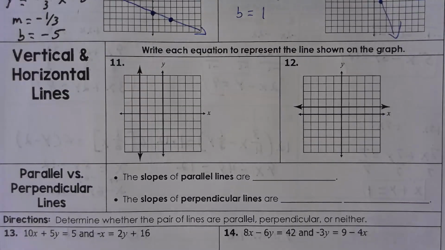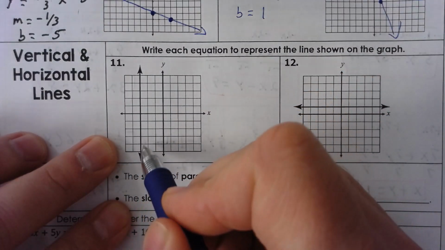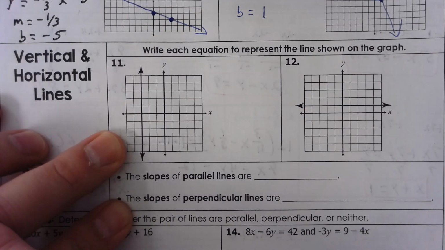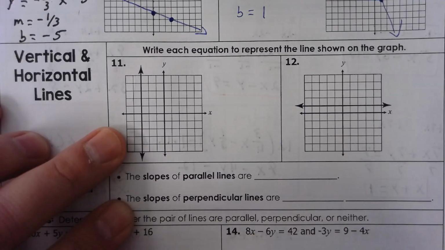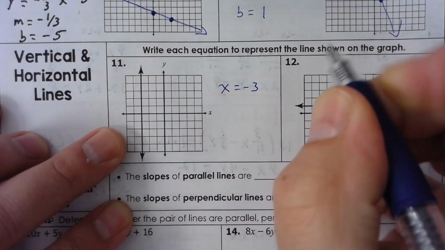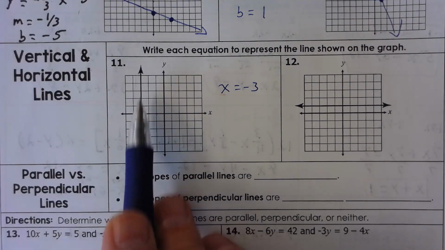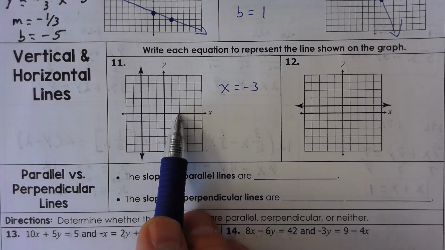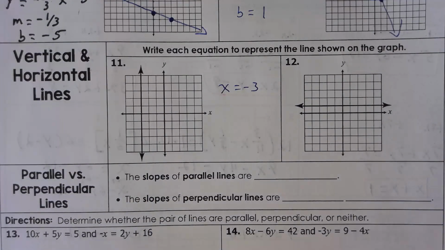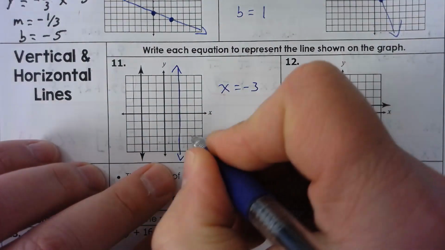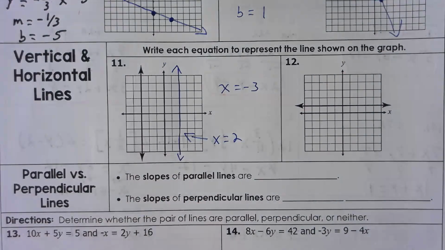Alright, so we're going to write the equations to represent the lines shown. Alright, so this is a vertical line going through 1, 2, 3. X is equal to -3. So vertical lines have an undefined slope, but you can still represent it with an equation, which is x is equal to -3. So whenever you've got a vertical line, tell me what number the line is going through on the x-axis. If it were over here at 2, x equals 2 would be what my equation would be with this blue line. So that one is x equals 2.